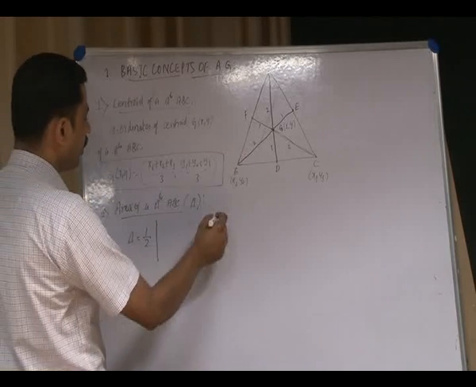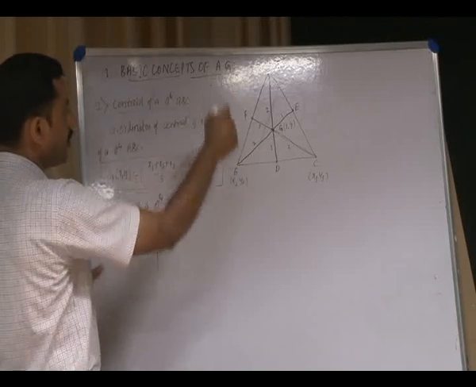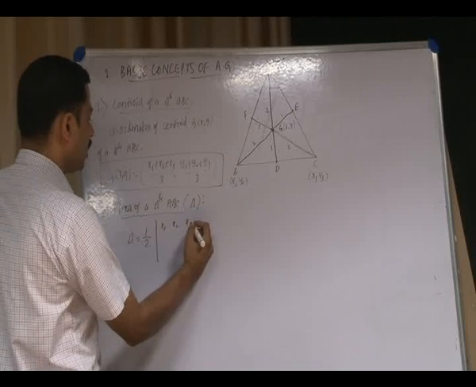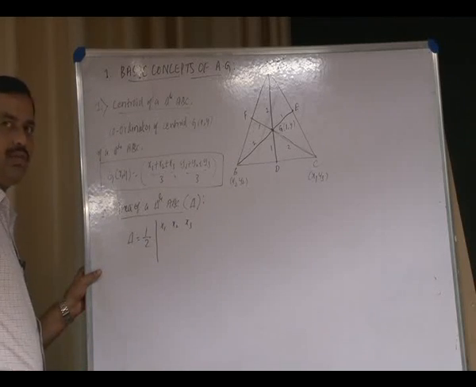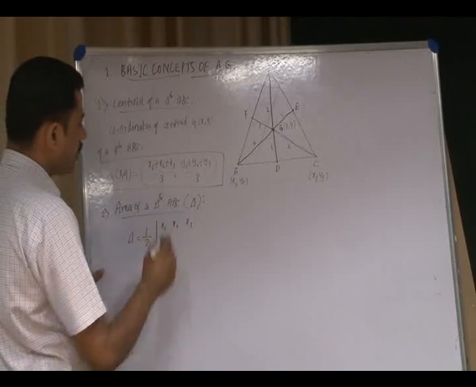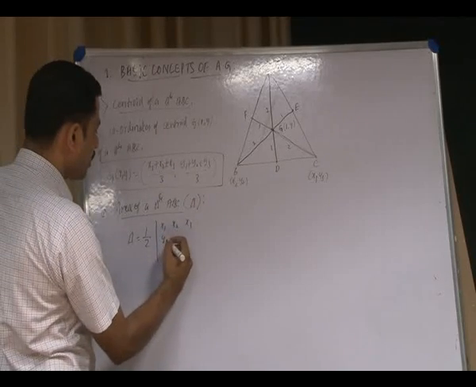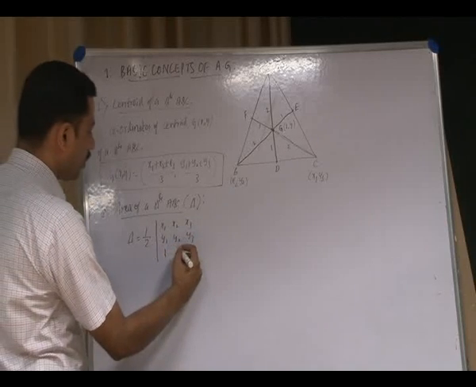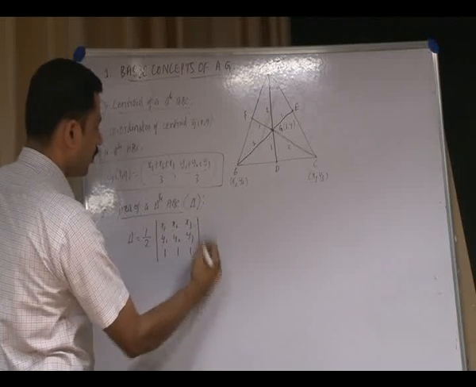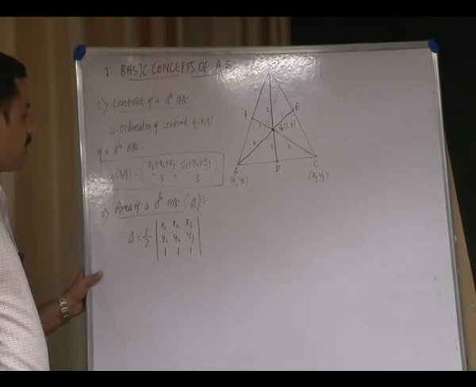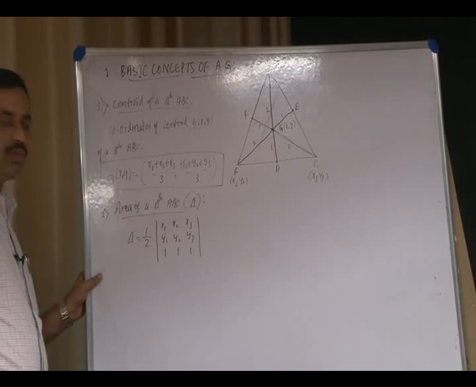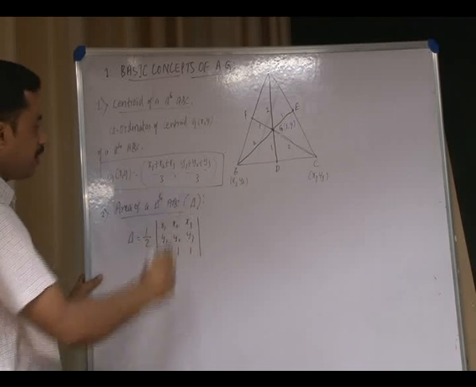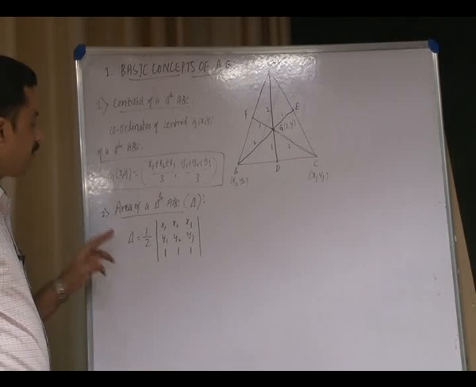in the first row you are going to write the x coordinates of the vertices A, B, C, that is x1, x2, x3, and in the second row you are going to write the y coordinates, that is y1, y2 and y3, and in the third row you just write 1, 1, 1. So, this gives the expression for the area of a triangle. By substituting the coordinates of vertices A, B, C in this equation and expanding this determinant, you get the area of the triangle.